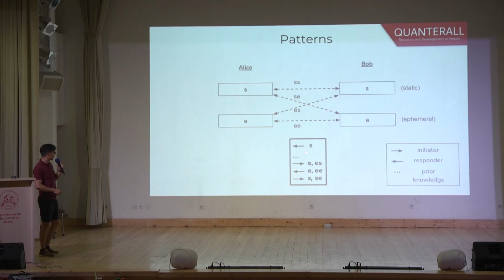Let's say Alice is going to represent node 1, and Bob is going to represent node 2. So node 1 has prior knowledge of the public key of node 2, and then he's going to send his ephemeral key and do an ES. So he's going to authenticate node 2. Then node 2 is going to send his ephemeral key, do an EEDH for forward secrecy, and then node 1 is going to send his static key and authenticate himself to node 2.